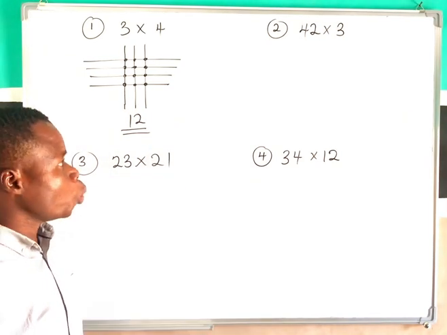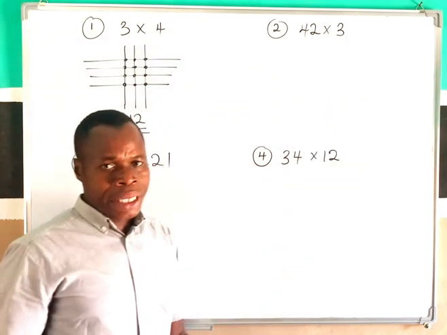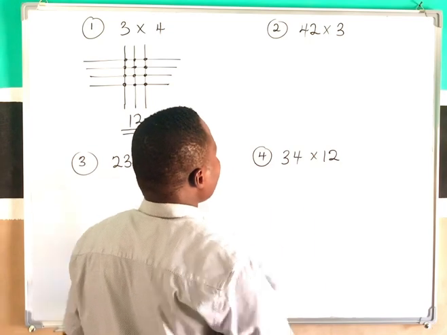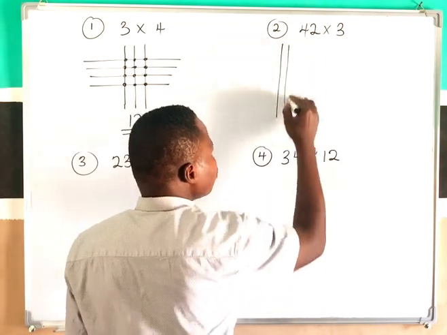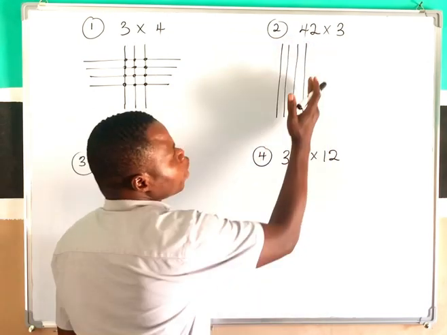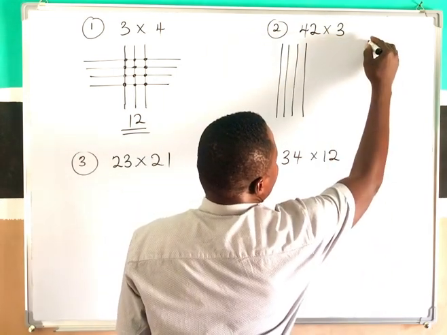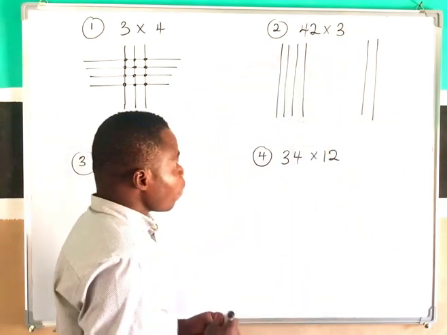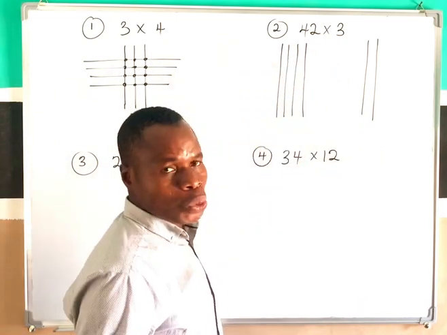Let's move to example 2. Example 2, I have 42 times 3. So what I'll do is that I'll take the first digit of 42, which is 4. Then I'll draw 4 vertical lines. 1, 2, 3, 4. Then I'll leave space and draw 2 lines to represent this digit. So that is 1, 2. You have seen the space here. These 4 lines and these 2 lines represent my 42.